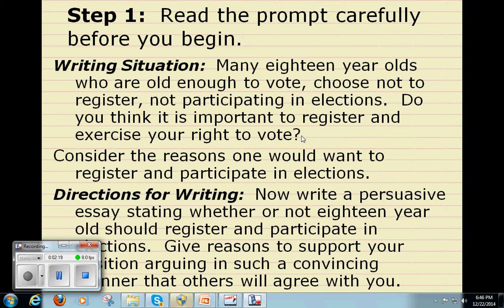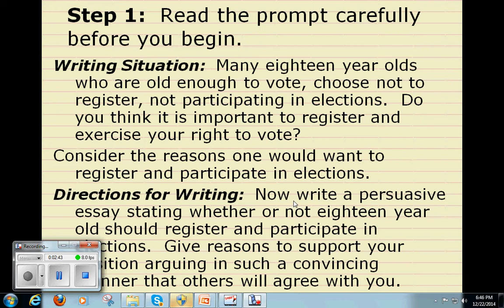So you have first to read in order to be able to take a stand, whether you agree or disagree. Your answer is yes, your answer is no. You have the right to choose any viewpoint. But when you choose, you have to consider the reasons. You want to register and participate in elections. Why? Why do you think it's important to participate in elections?